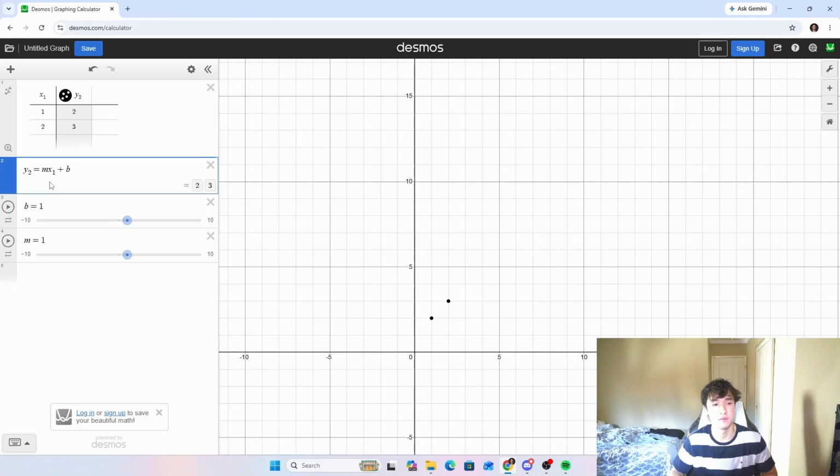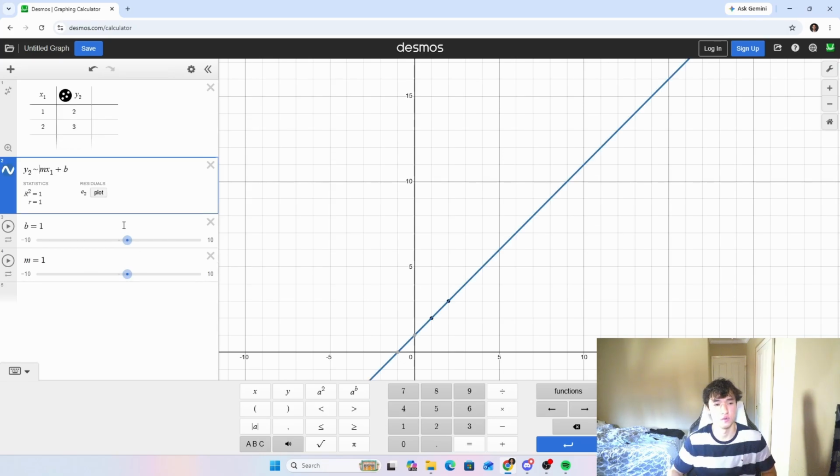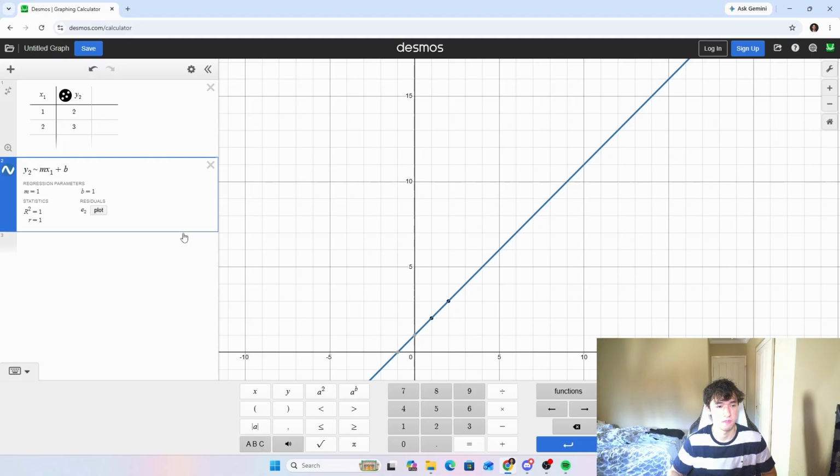Now, the problem is that it's still not showing us our linear regression line. So obviously, without clicking on that, what we can do is just add a tilde. Once we add our tilde, then it is going to give us our m and our b.